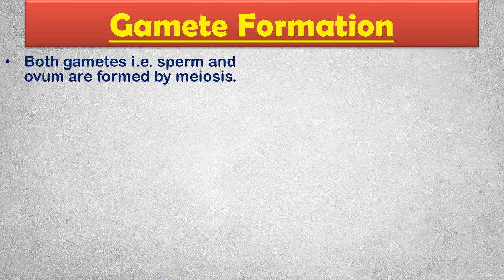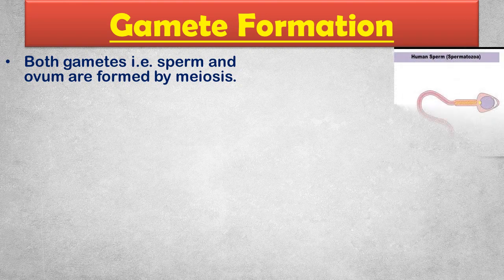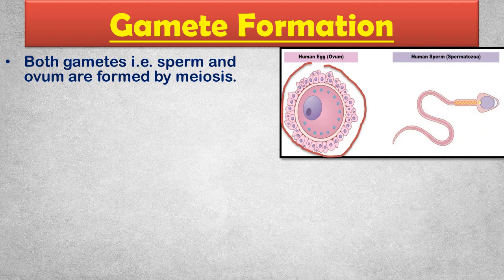Now let's first understand gamete formation. Students, both gametes, male and female, that is sperm and ovum, are formed by meiosis. In meiosis, the number of chromosomes is reduced to half. That means if a cell contains 46 chromosomes, when meiosis takes place for the formation of gametes, the chromosome number decreases from 46 to 23. It is half. Here you can observe the human egg cell, that is the ovum, and the human sperm cell, which is called spermatozoa.